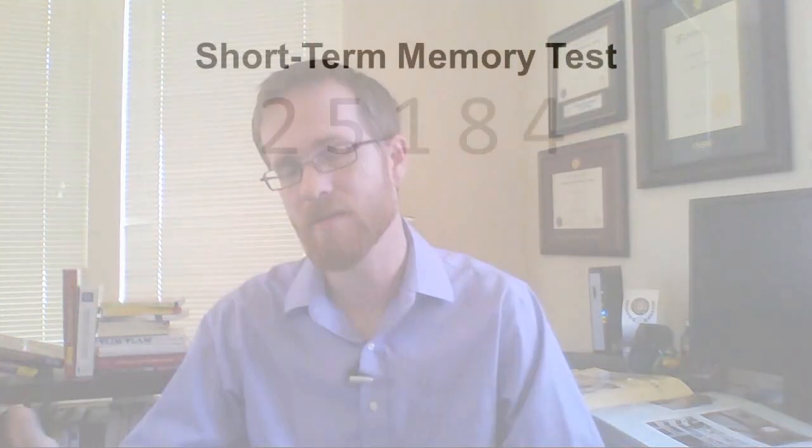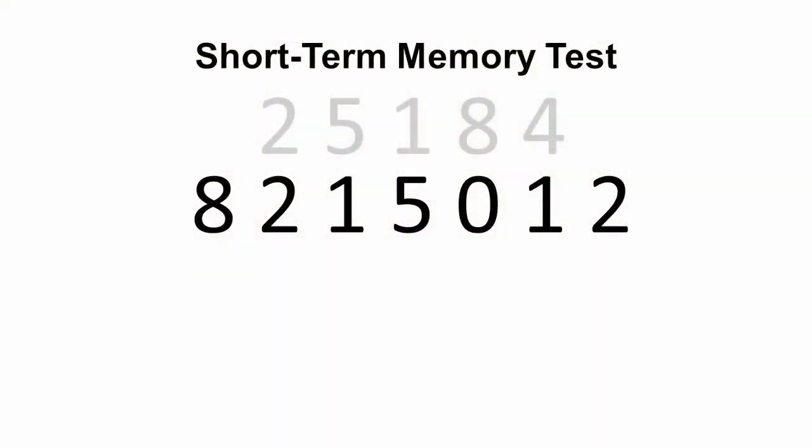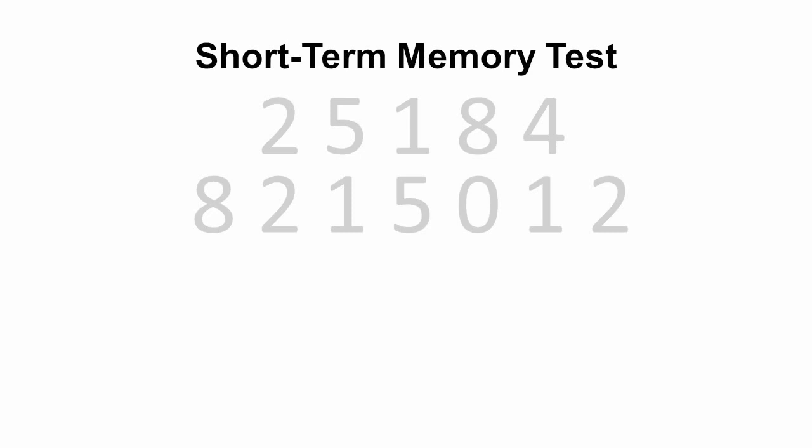Now here is 7 digits, and most people should still be able to get this. Do you remember? How many did you get right? At most, like I said, most people can get about 7. So this should still be doable for you.